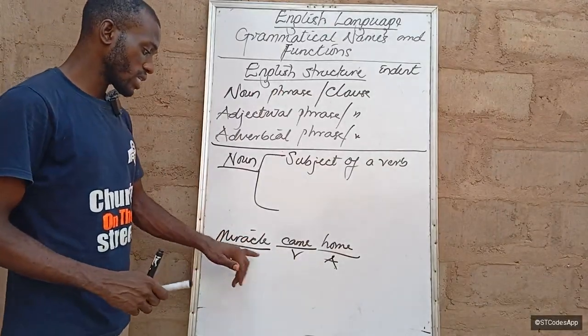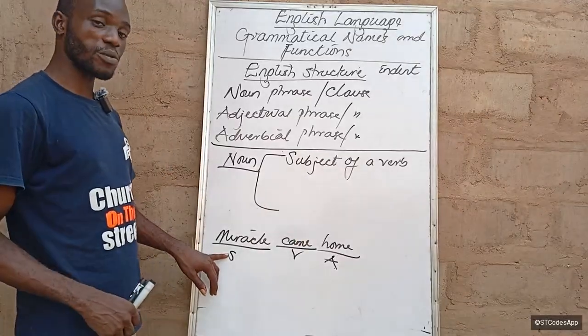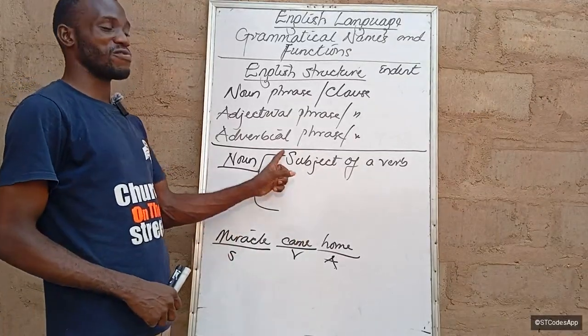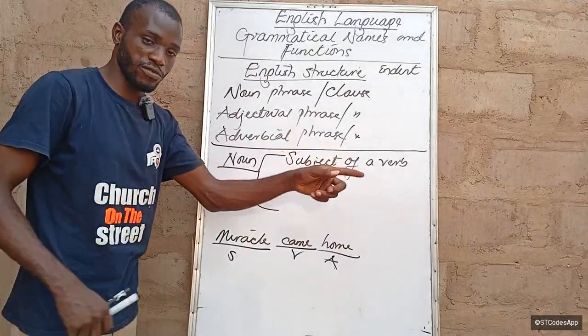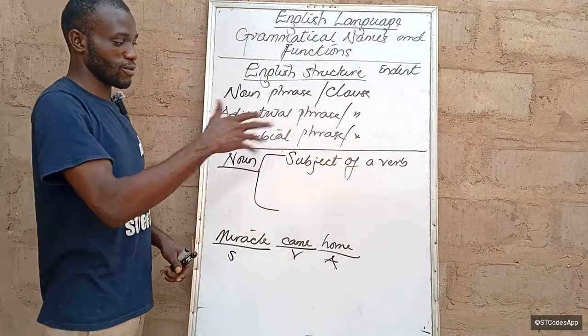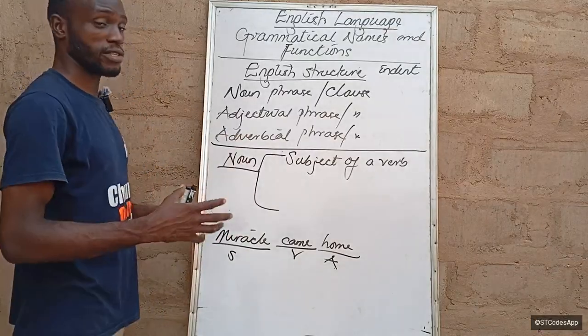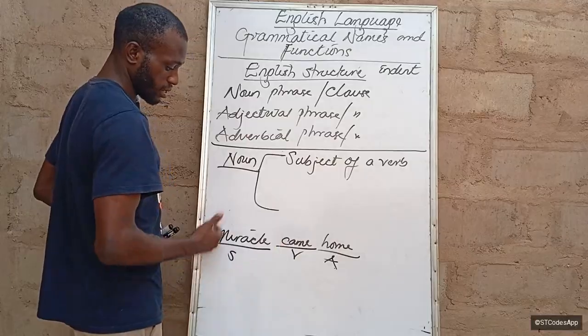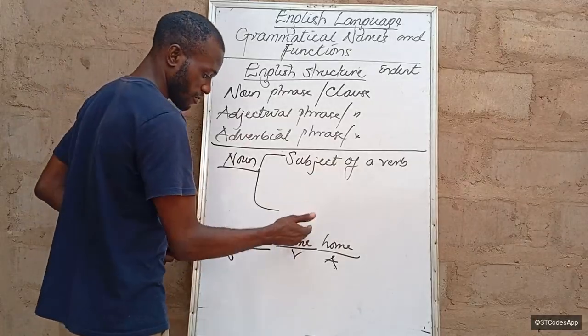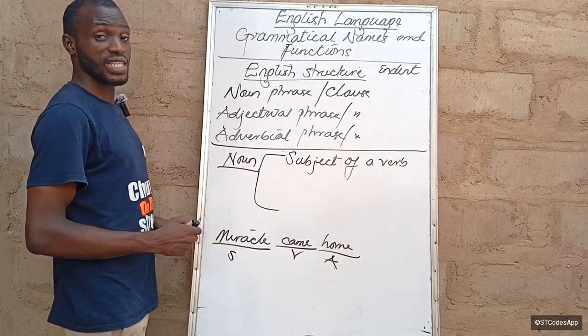Now, "Miracle came home." Miracle is a subject here because it is the one performing the action. So it's the subject of the verb. Make sure to see my video. I'm going to release a video on sentence parts, the parts of the sentence. So like I said, miracle here is the subject of this verb. So that's the function of this noun here.